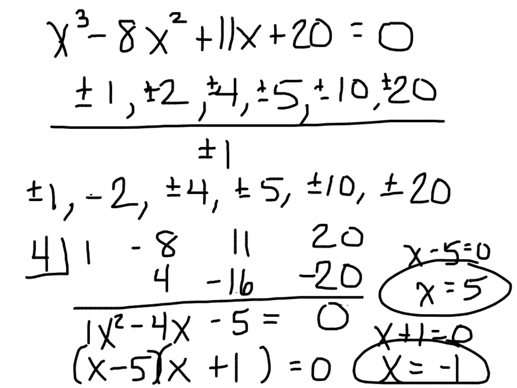And what other number should I circle? 0. Nope. What other number worked? 4 did. Right. So how many solutions did you get? 3. You got 4, you got 5, and you got negative 1. Awesome. This is how it's going to work.